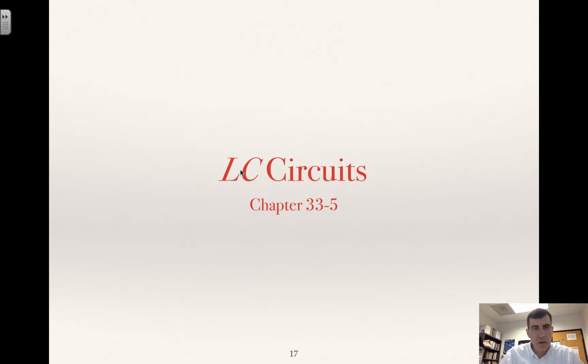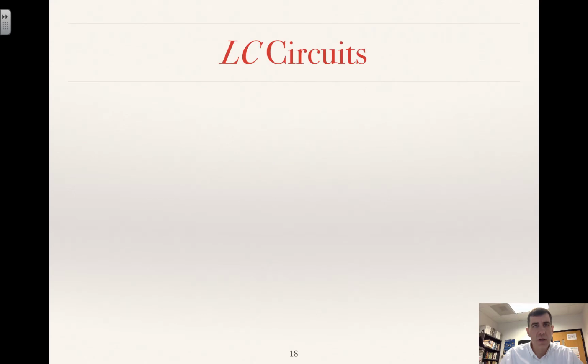So in this video, we're going to look at circuits with an inductor and a capacitor, or LC circuits. And this is in chapter 33.5 of the textbook.